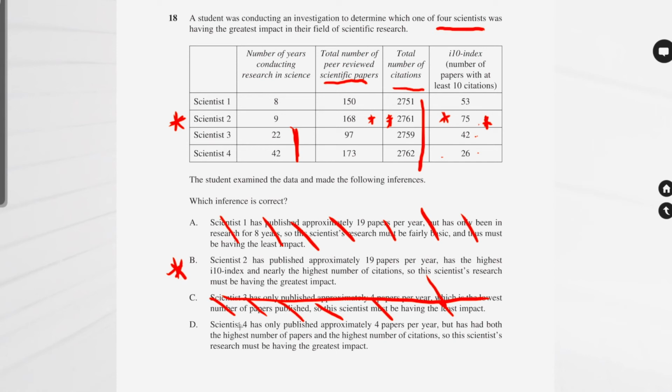That may be true, but if we do look at the I-10 index, they've published the most papers and had the most citations, but only 26 of the papers have more than 10 citations. So really, you could argue that, with their I-10 being the least of all 4 of them, they've probably had the least impact. So we're going to get rid of that, and our inference, the one that relates back to our initial question about who's had the most impact, is going to be scientist 2.